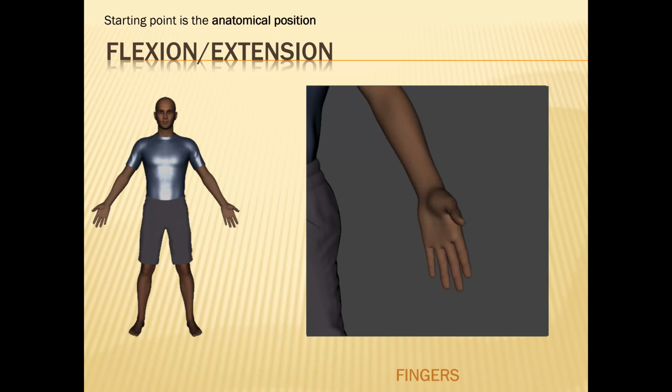You can also flex and extend your fingers. So with your fingers, if you curl them inward, that is flexion. And then if you bring them back out to anatomical position, that's extension. So with the fingers, you have flexion and you have extension.